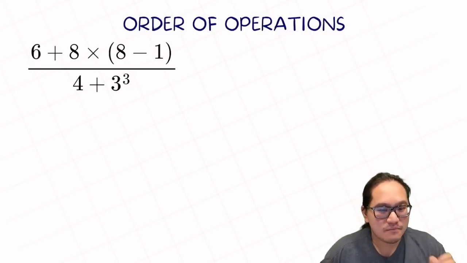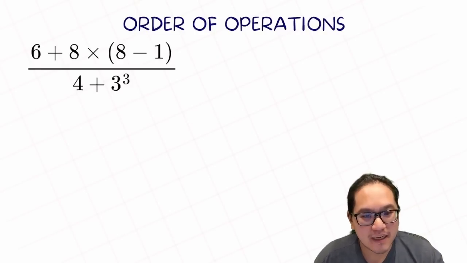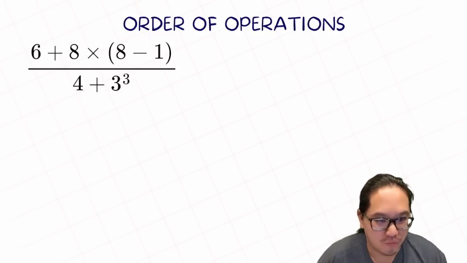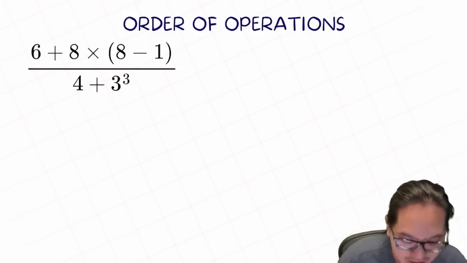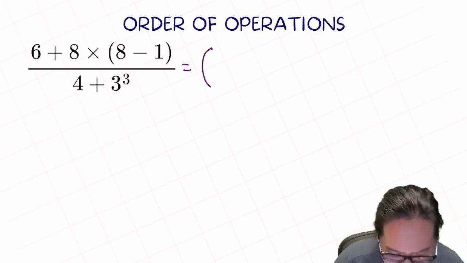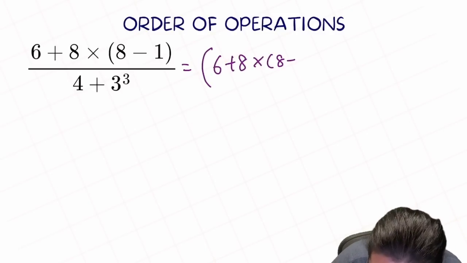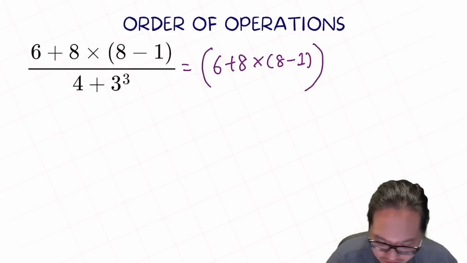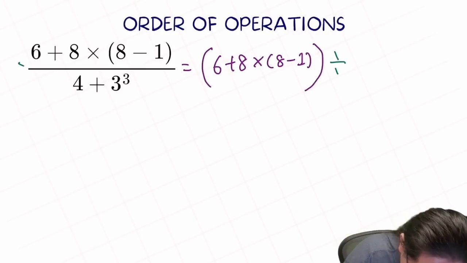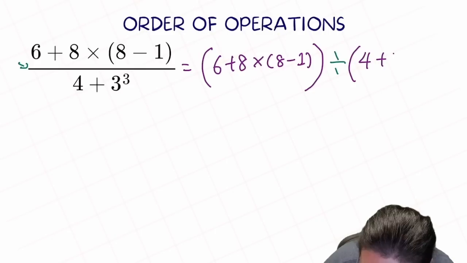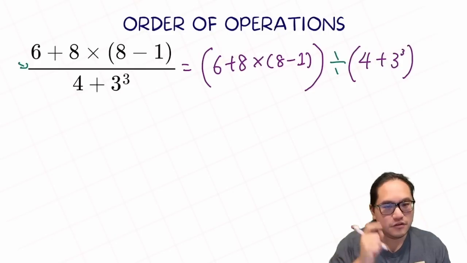6 plus 8 multiplied by parenthesis 8 minus 1, close parenthesis, over 4 plus 3 cubed, right? Let's set it up to something we can digest, right? So let's do a big old parenthesis. 6 plus 8 multiplied by parenthesis 8 minus 1, big parenthesis. We know that this is equal to divide, right? And then a big parenthesis, 4 plus 3 cubed. Voila. So the next step is what?